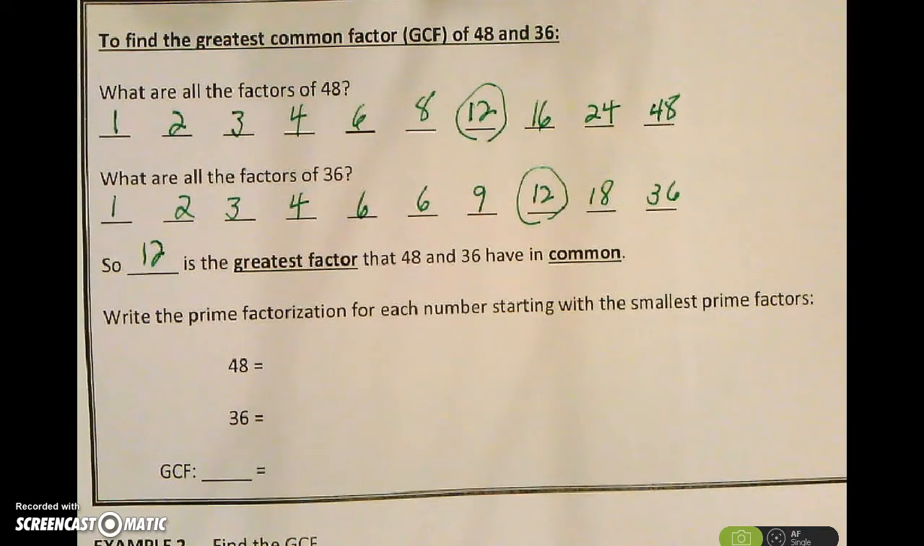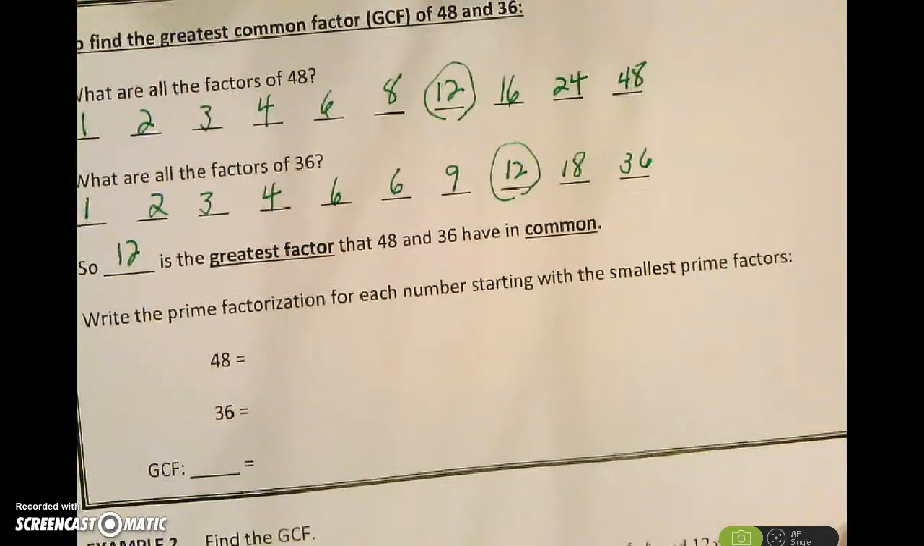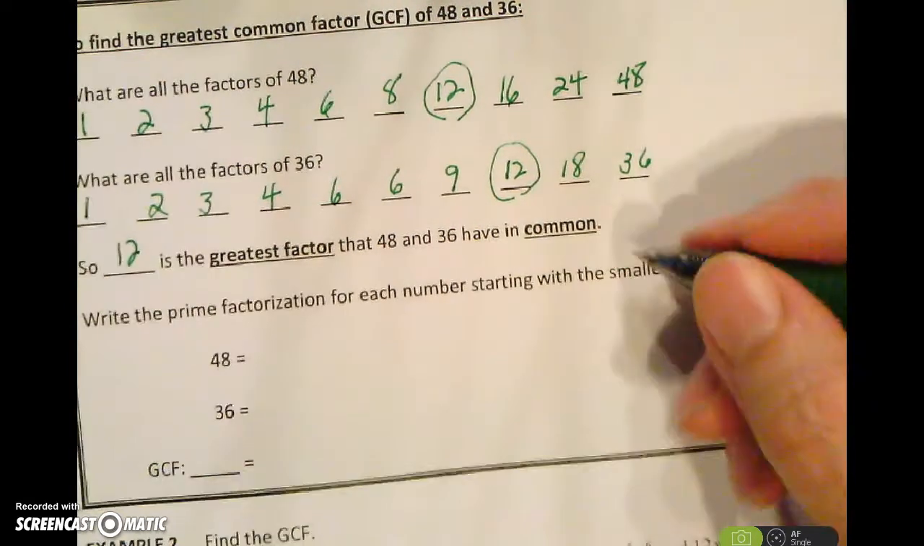You don't have to go through that procedure every time. I pretty much do that in my head, thinking of the different things that go into 48 and 36 and determining in my head which one's the biggest. This is kind of a hard one because it's a pretty big number. The other thing you can do is to write a prime factorization.